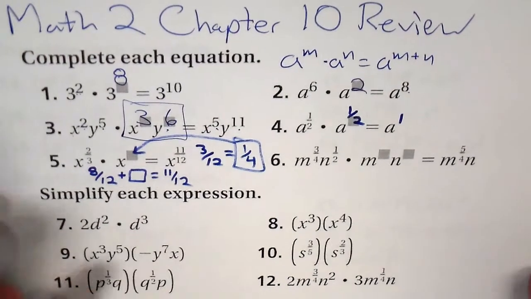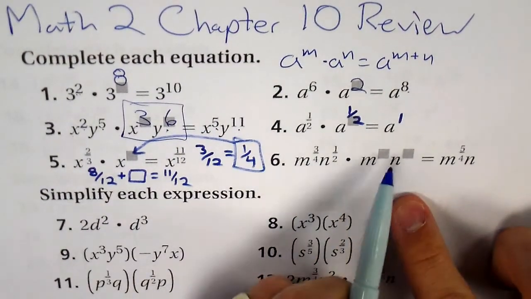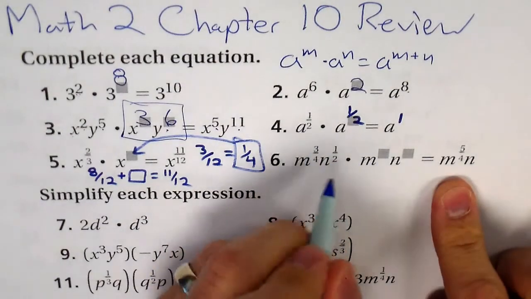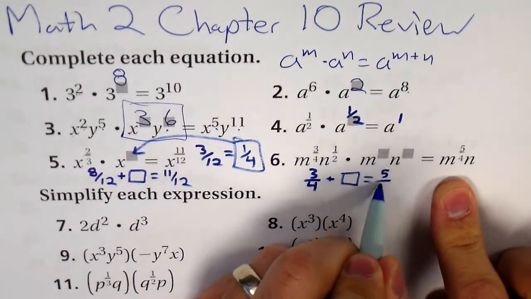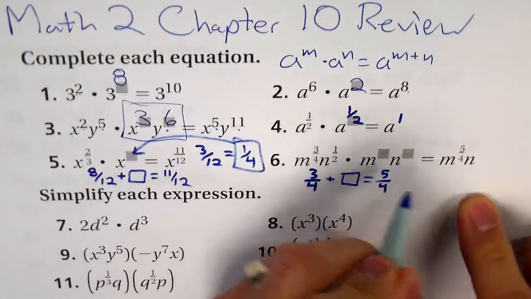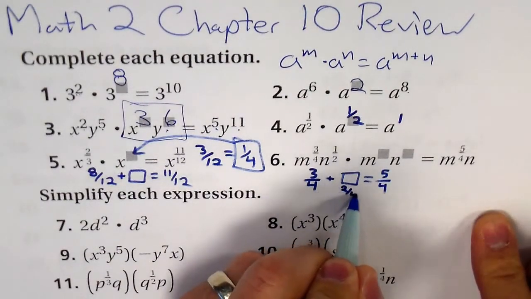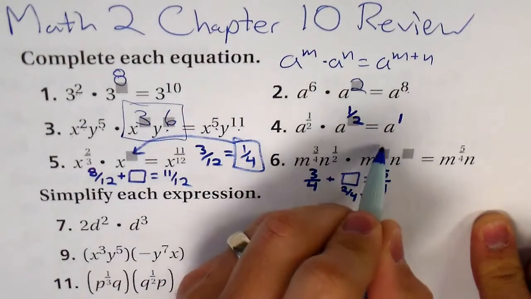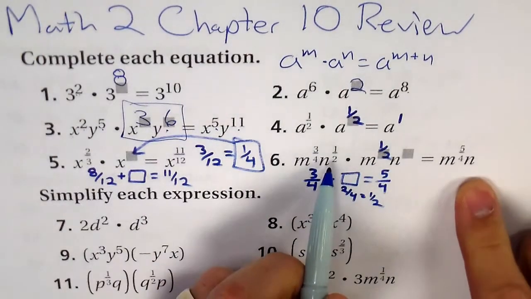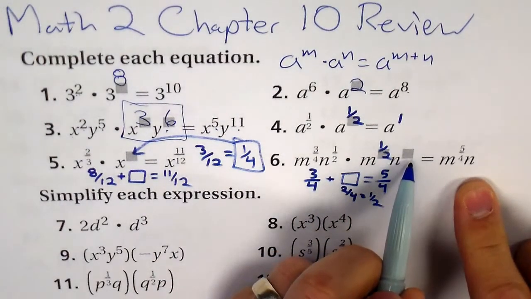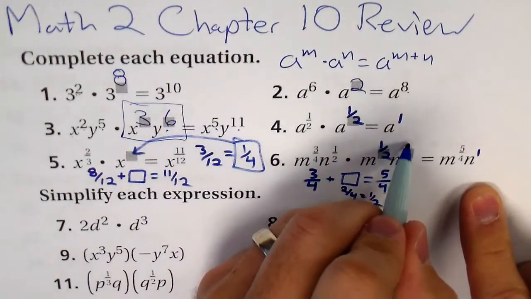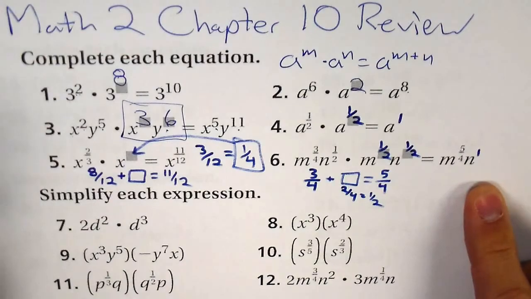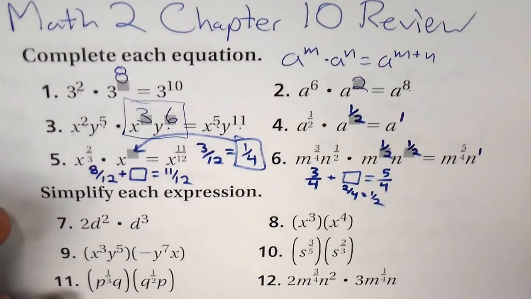On number 6, I have m to the 3/4 plus something equals 5/4. So that's 3/4 plus a blank equals 5/4. That blank is going to be 2/4 or 1/2. So I'll put 1/2 right there. Then I have n to the 1/2 plus something equals n to the 1st. Just like number 4, that is also going to be a 1/2. 1/2 plus 1/2 is 1.